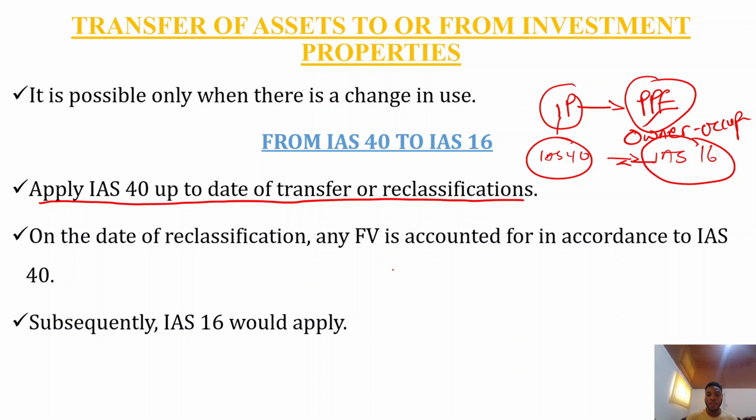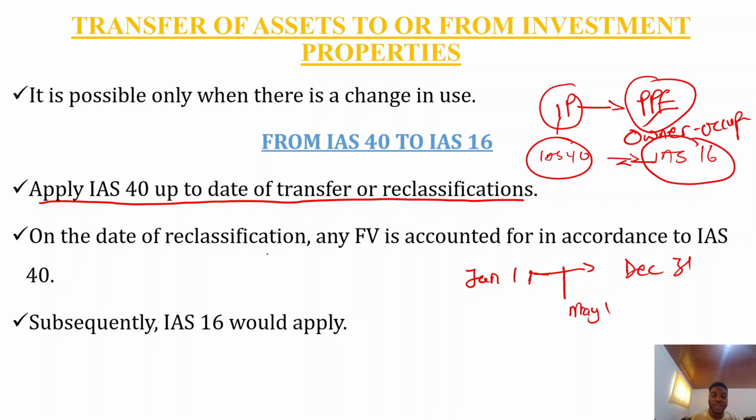So if we are in January 1 to December 31st, and let's say I am revaluing the asset on 1st May, what I'm saying is that you have to apply IAS 40 up to the date of transfer. So from January, February, March, April, I'll continue accounting for the asset under IAS 40. And what is the main purpose for this? Under IAS 40, we did not calculate depreciation.